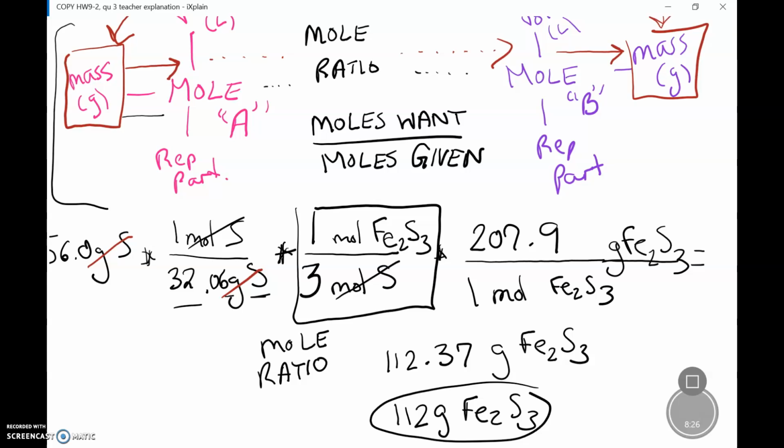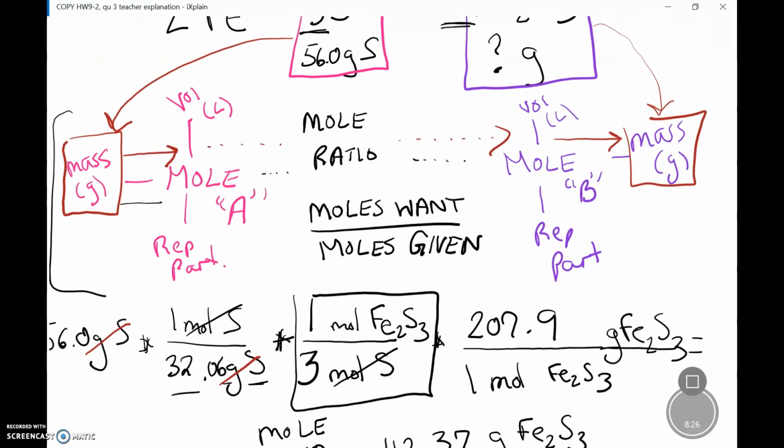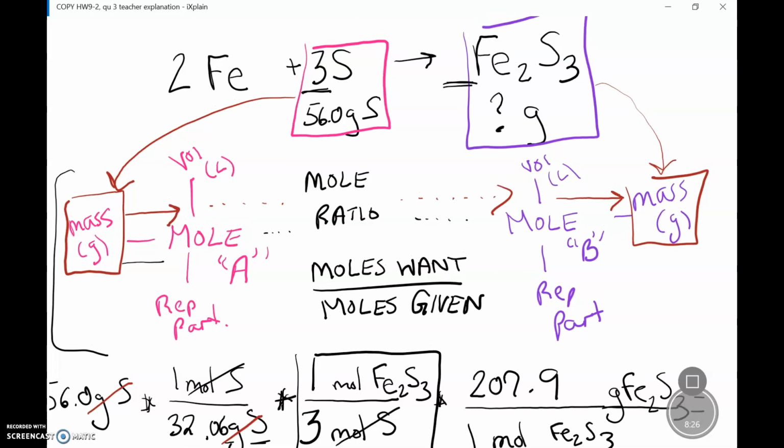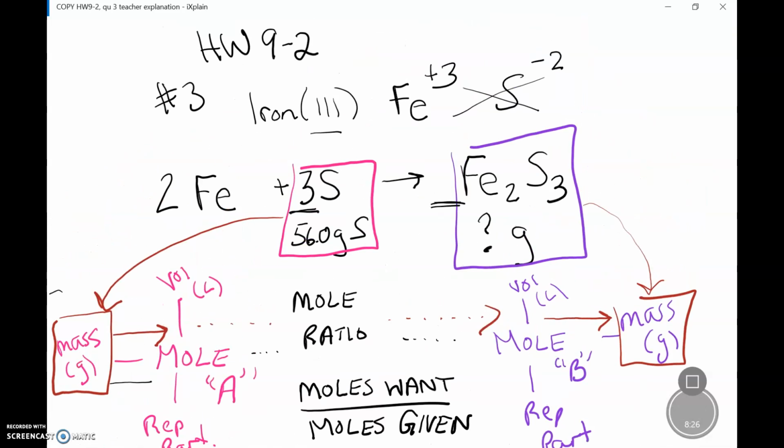I hope this clarified basic stoichiometric calculations for you. Again, this is just one problem from the homework that was due on Friday, and this is something that we would normally do in class to go over where we had trouble. So I hope this provided clarification.